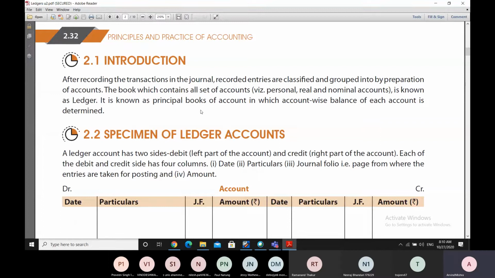Now, once we have recorded the transaction in the journal, we have already recorded the entries in the journal, and now we are classifying those entries and grouping those entries. So the work of classifying the entries and the work of grouping the entries is part of ledgerization.